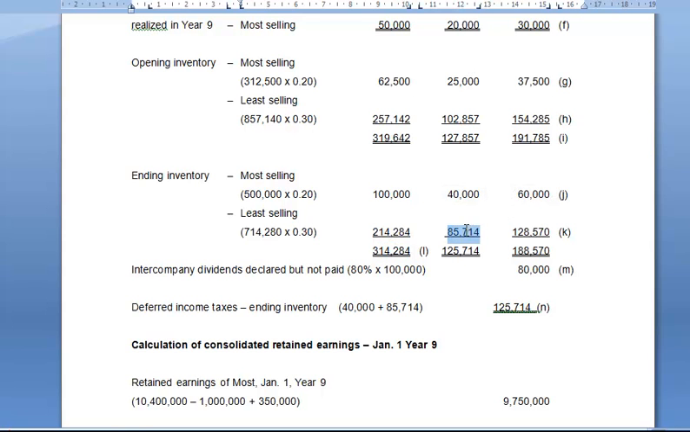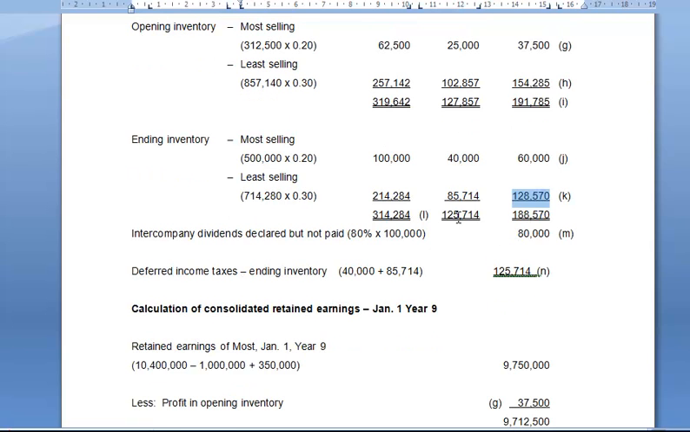Now, if we can't recognize that profit in the consolidated statements because Most hasn't yet sold it outside to its customers, then therefore we also can't take in the income tax expense into the consolidated income tax expense account this year. So we're going to be adjusting income tax expense downward, and we're also going to be adjusting consolidated net income downward. So how is this going to work?